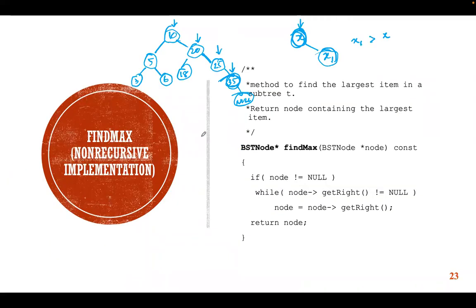So the algorithm is actually the same idea. All we have to do is move in the right direction. Until we find a node that doesn't have any right child, we keep moving forward in the right direction. When we find a node that has a right child which is null, we exit from this loop and return the node.